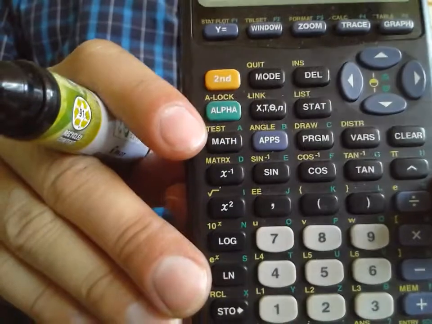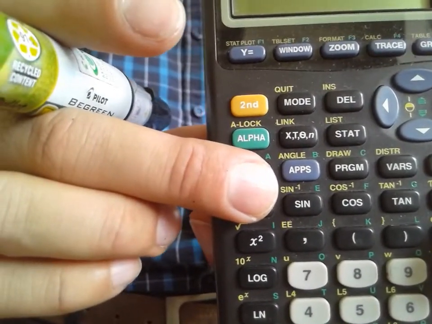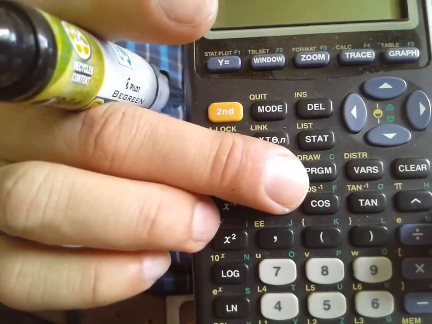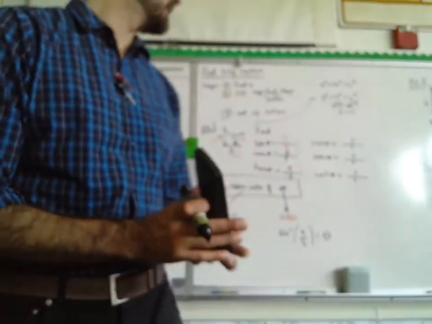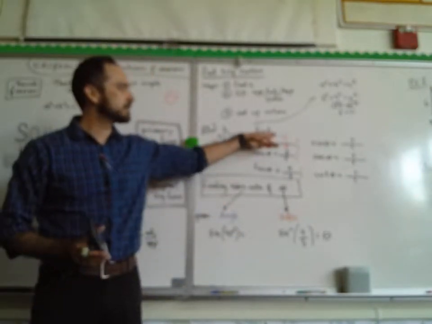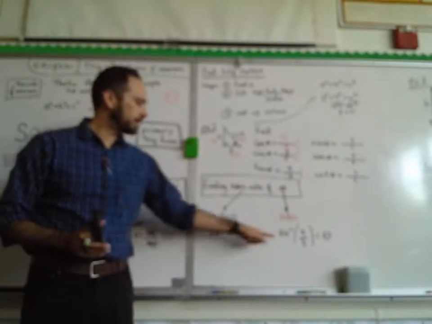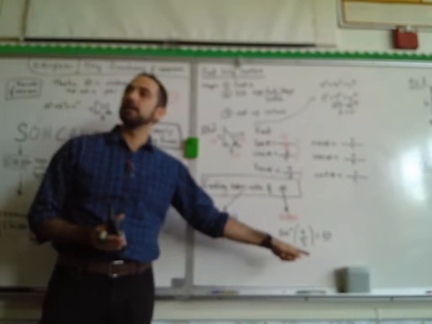All right, so you look behind the second functions. Instead of sine, it says sine to the -1. Instead of cosine, cosine to the -1. Tangent to the -1. Right? That is how we're either going to find our side ratios, or we're going to find theta, based on what function we use. Okay. So here's how we're going to do this.